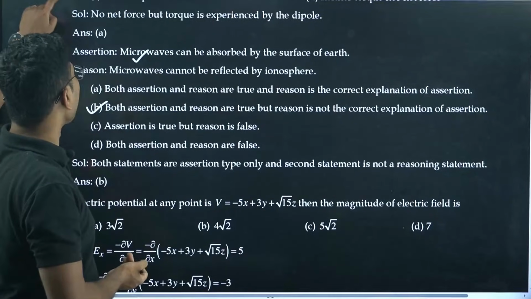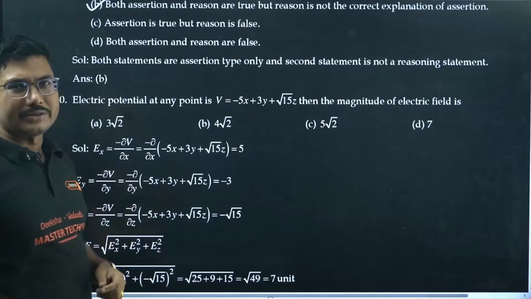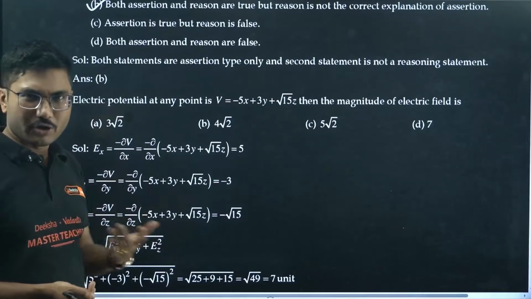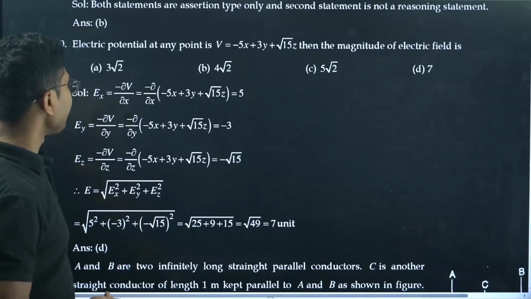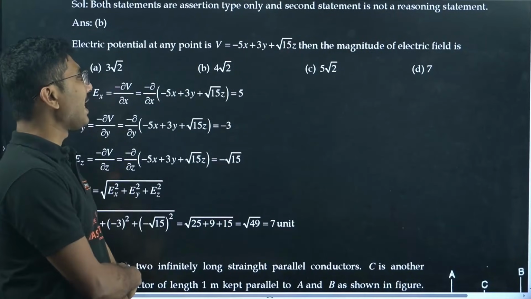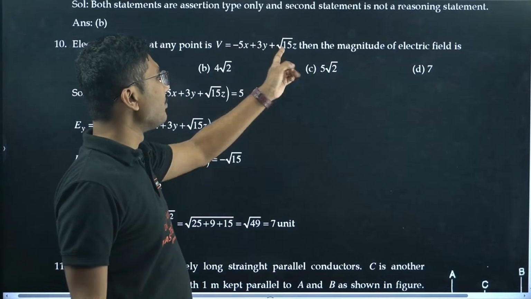So if there is no logical connection between the two, how can you say that it's the correct explanation? So you have to make sure that you answer them correctly. It's a very tricky question.